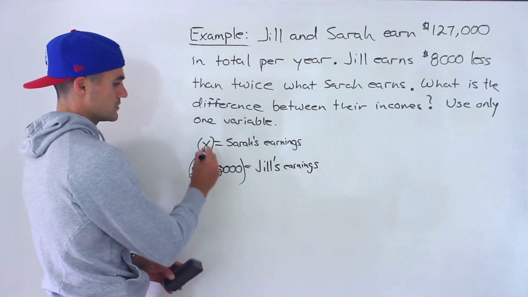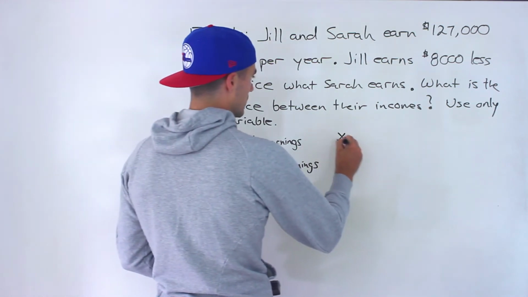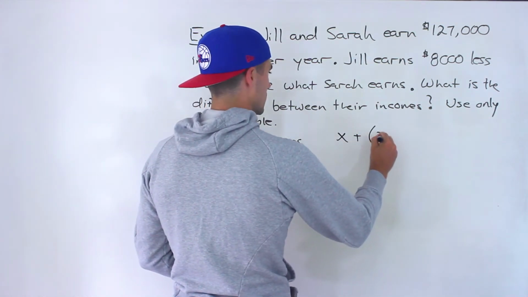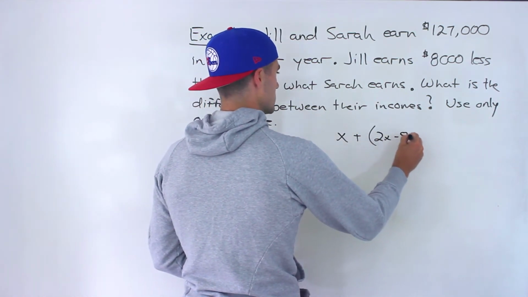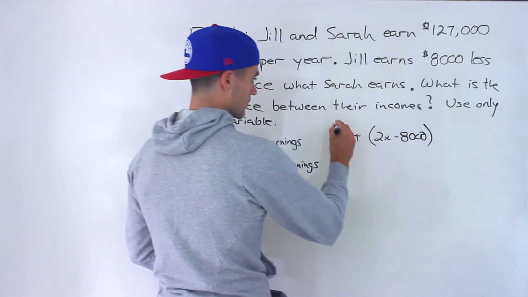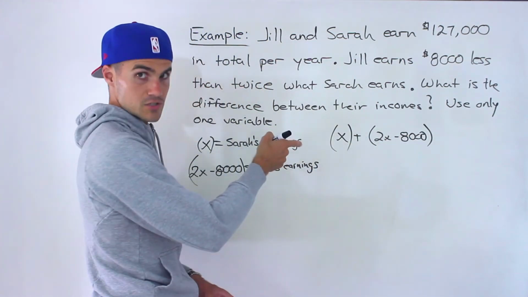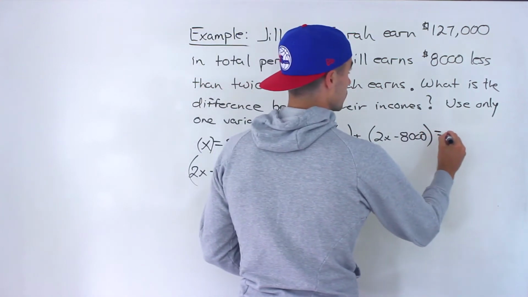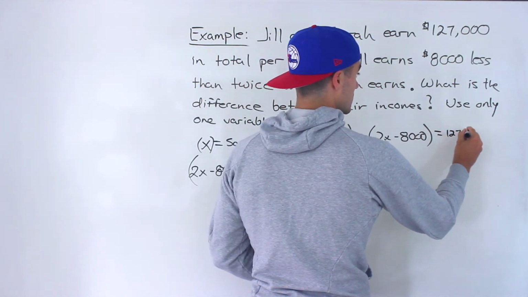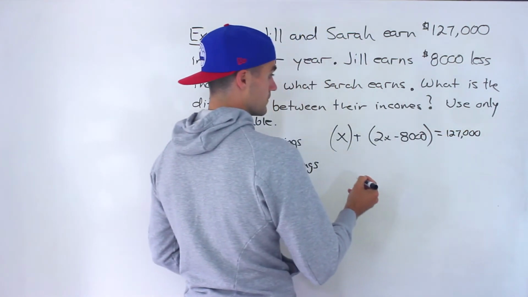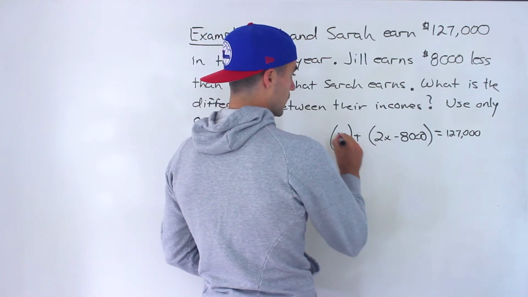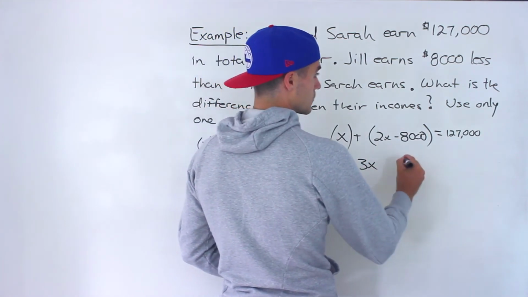Right, so that's if you did it with two variables, but we were asked to do it in terms of one variable. So all we would do is add these here: x plus 2x minus 8,000. Sarah's earnings plus Jill's earnings is equal to 127,000. And then we could just solve this equation. So I'm going to bring the 8,000 over. 1x plus 2x is 3x.